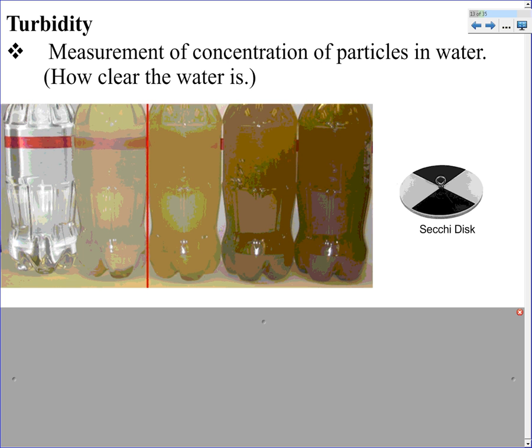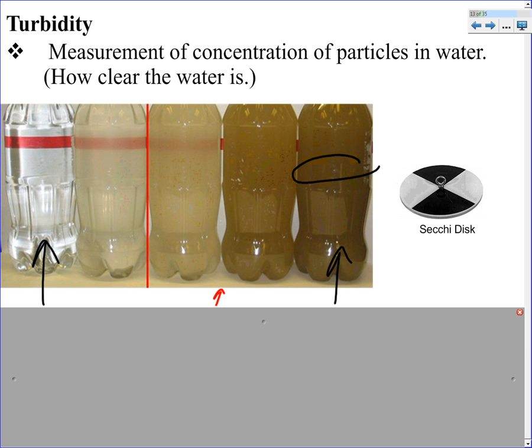Sometimes turbidity is checked in this fashion, where you place the water in front of a dark line and you see if you can see through it. This bottle of water here would obviously have high or low turbidity? Low. This bottle of water here would have a turbidity high or low? High, because why? You cannot see the line there.